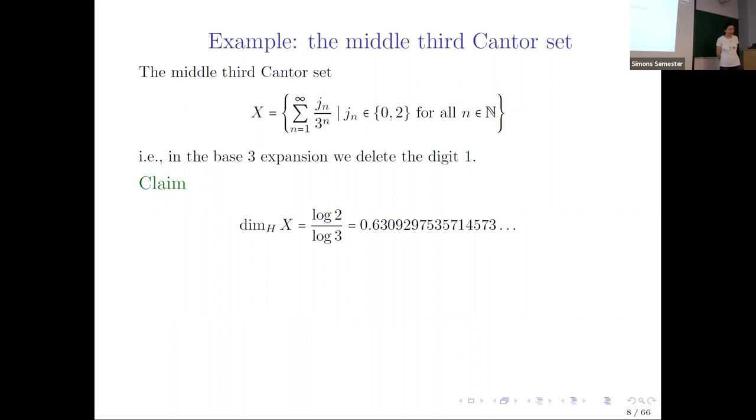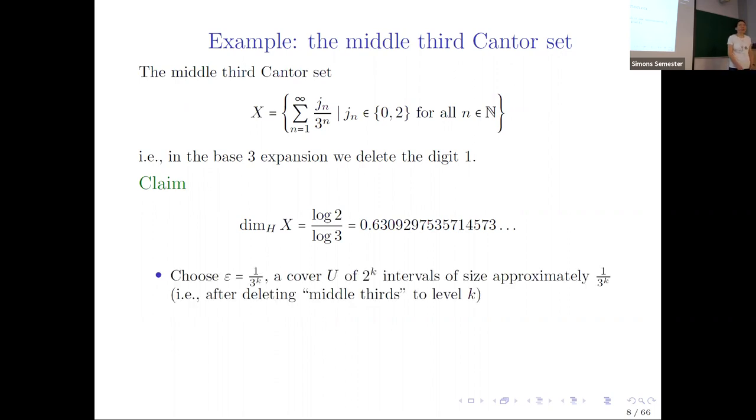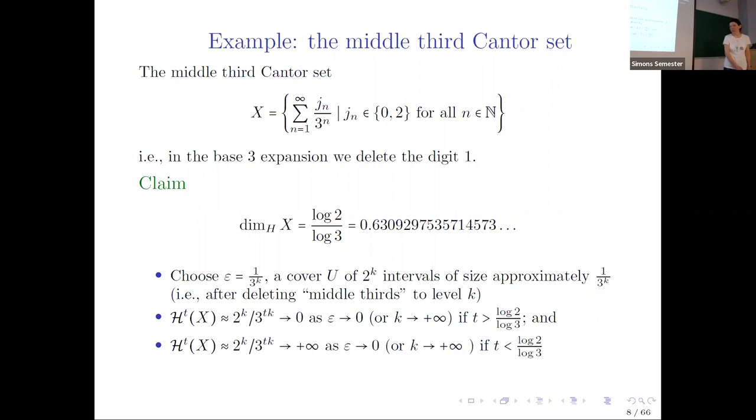And this is actually an exact number. You can know it as exactly as you want. You can deduce it almost instantaneously from the definition just by taking a cover by 2 to the k intervals of the length 1 over 3 to the power k. And looking at the expressions that you want to compute, you will see that if s is smaller than log 2 over log 3, then you get convergence to infinity, and if it is bigger, you get convergence to 0. So the dimension is indeed log 2 over log 3.